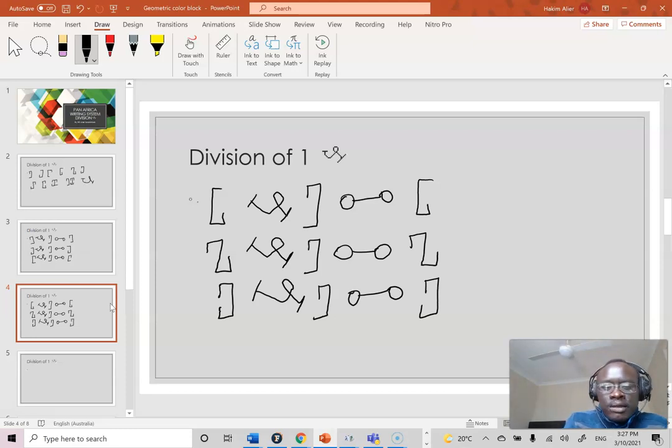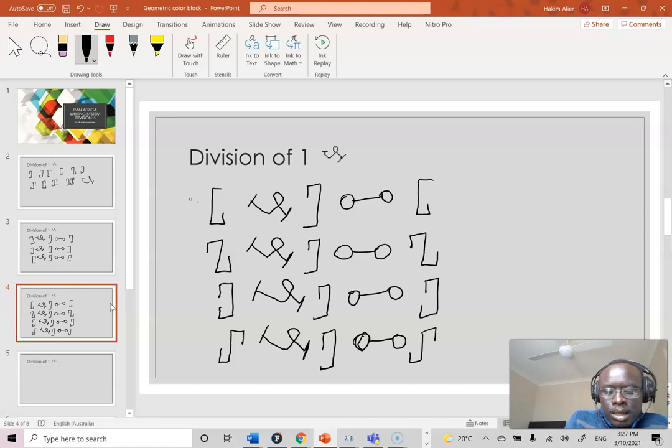Now we continue on with 7. 7 is like this. So 7 divided by 1 will give me, with this equal sign, will give me 7, which is that way. So 7 divided by 1 will give me 7.